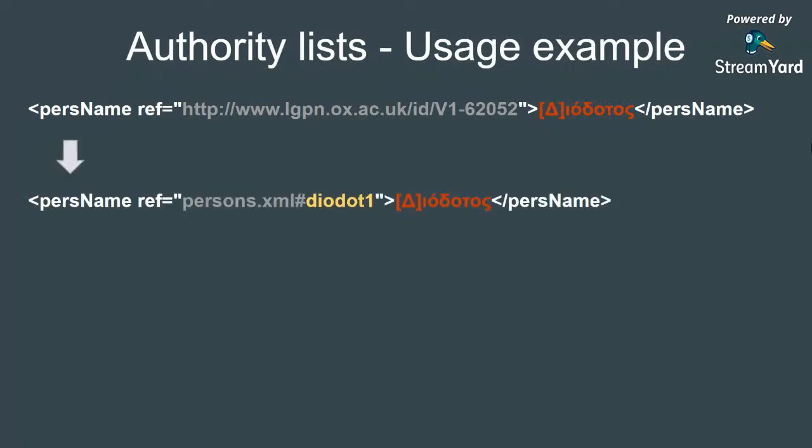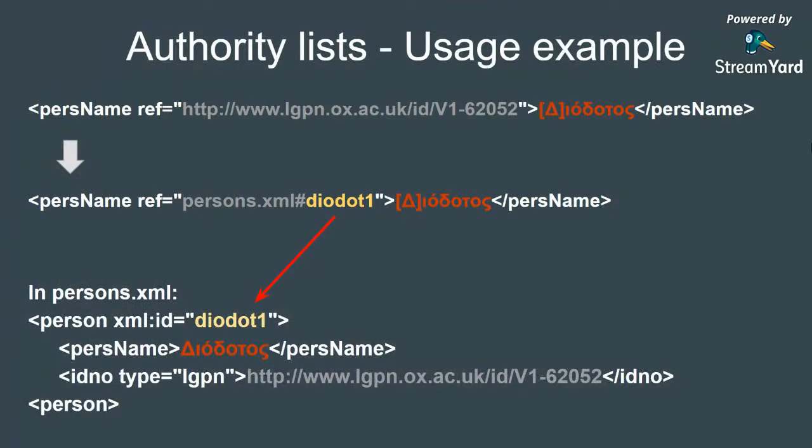If we want to have an internal authority list, an authority list which is internal to our project, this is the way we refer to it. So instead of the link to the lexicon of Greek personal names, we have an internal link to a file called, in this case, persons.xml, which is the authority list. And everything that comes after the # is the XML ID pointing exactly to this item, to this person in the authority list.